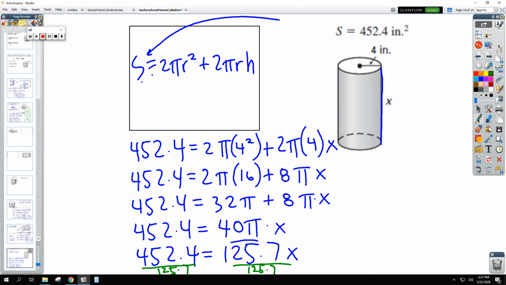Your final answer here is going to be 452.4 divided by 125.7. I'm getting 3.59 for x, which if we round correctly, the height of the cylinder is roughly 3.6 inches high.